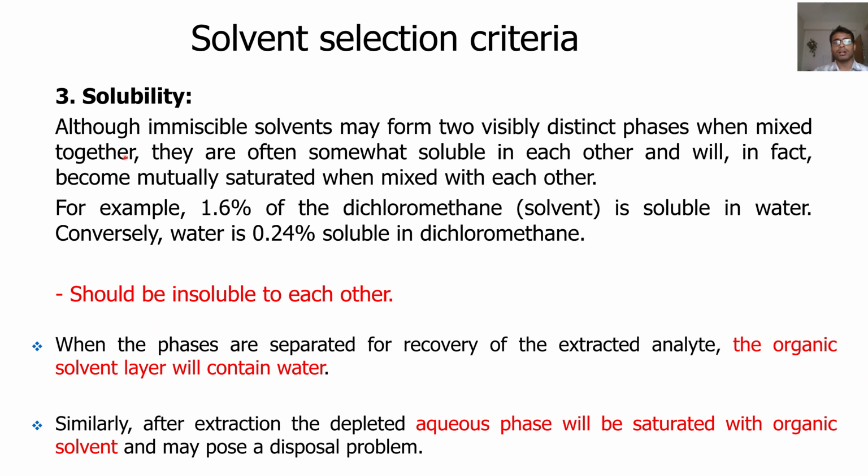Then solubility. Although immiscible solvents may form two visibly distinct phases when mixed together, they are often somewhat soluble in each other and will in fact become mutually saturated when mixed with each other. For example, 1.6% of the DCM is soluble in water. Conversely, water is 0.24% soluble in dichloromethane. So they should be insoluble with each other. When the phases are separated for recovery of the extracted analyte, the organic solvent layer will contain water. Similarly, after extraction, the depleted aqueous phase will be saturated with organic solvent and may pose a disposal problem.